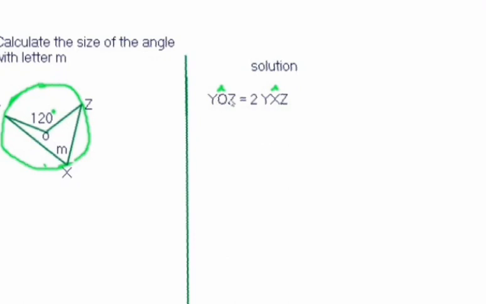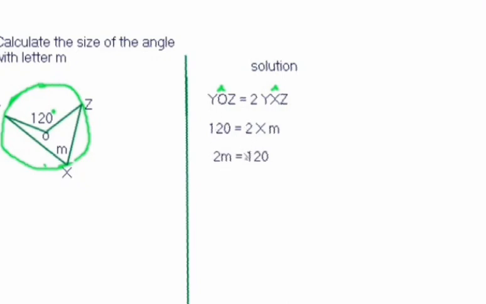So YOZ, from the diagram, the angle is 120 degrees. The angle at O is 120. So we replace it with 120 equal to 2 times M, because YXZ is M. The angle at X, the circumference, is small letter M. That's why we have 2 times M. So we can now multiply it. 2 times M is 2M, which is equal to 120.